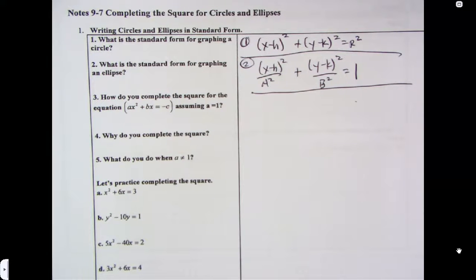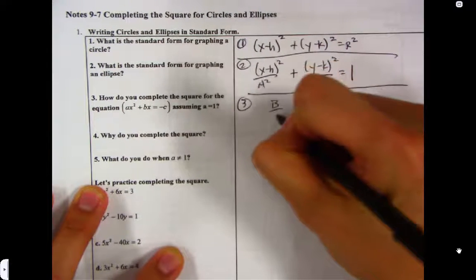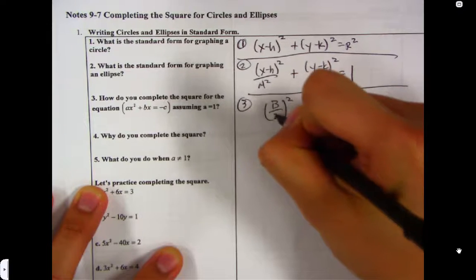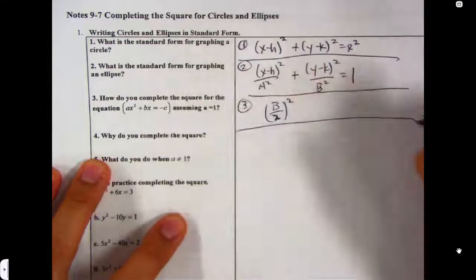So we're going to go back to algebra 1. How do you complete the square for the equation assuming a equals 1? So you just take b over 2 squared. I don't know if you remember that, but we'll refresh your memory soon enough.